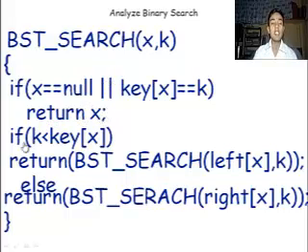And if k is less than key of x, that is, the element to be searched is less than the middle term, then it will search in the left side of the array, otherwise it will search in the right side of the array. These two statements, BST search left of x comma k and BST search right of x comma k, call this function recursively, and this leads to the recursive call of this function.